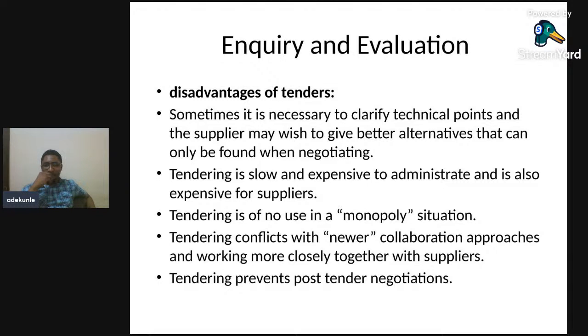expensive for suppliers also, because of the cost of going back and forth, the cost of printing documents, the cost of so many things. Tendering also has no use when it comes to a monopoly situation. Also, tendering comes in conflict with newer collaboration approaches and with working more closely together with suppliers. It also prevents you from working closely with the supplier. Tendering also prevents post-tender negotiation.